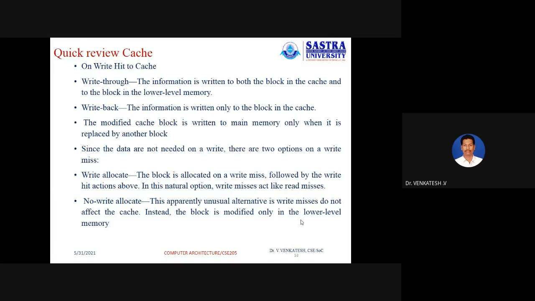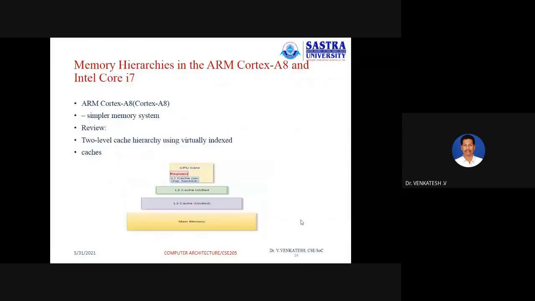Write allocate means that the block is allocated on a write miss, followed by the write hit action above. In that option, a write miss acts like a read miss operation. So we have a read miss operation, then we have to update that. In no write allocate, we are not going to allocate; a modified block should not be updated in the memory. That is a possibility. So we are not going to repeat that process.